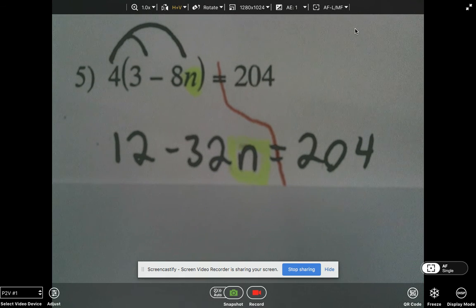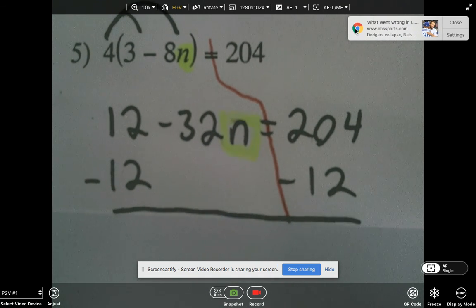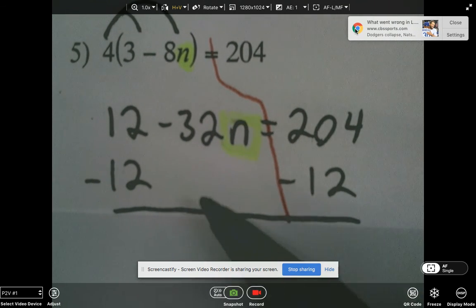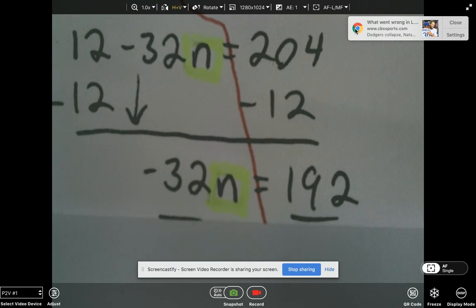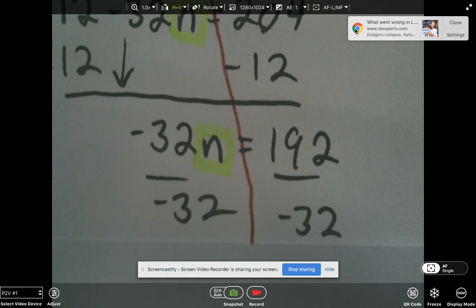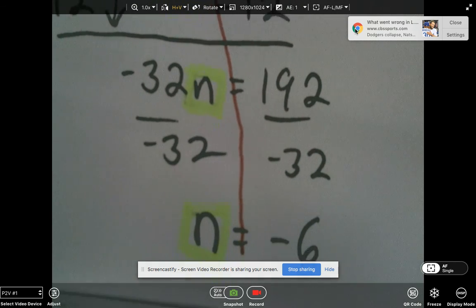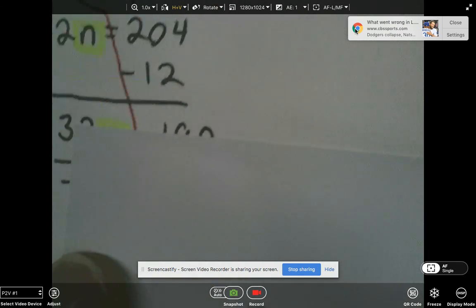Now, what is the next step here? Minus 12 on both sides. This part's important. What are we left with after we minus 12 on both sides? Bring down that negative 32n. The next step, divide each side by negative 32. And the final answer, in case you didn't know this one, is it going to be positive or negative? Negative 6. Great.